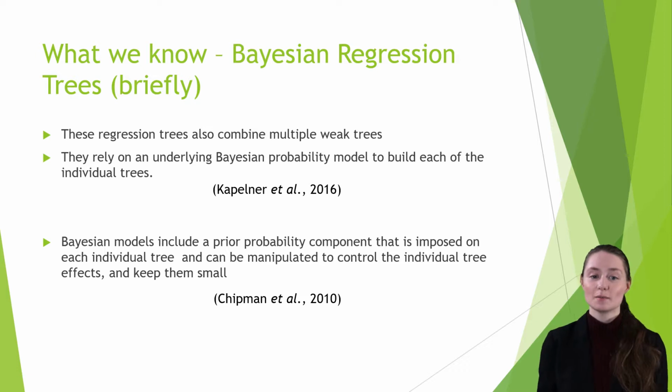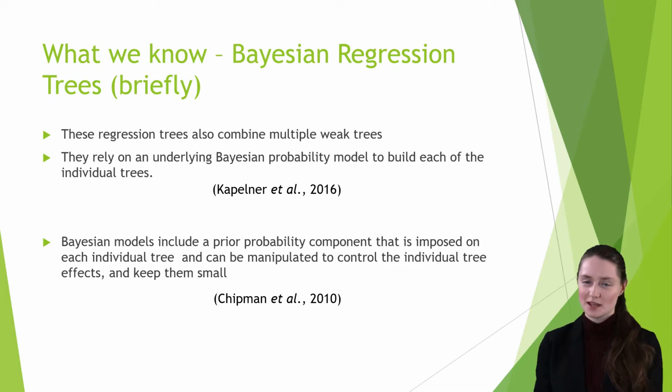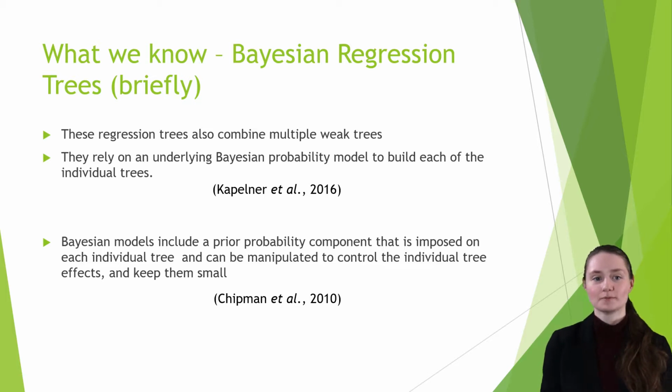Bayesian models include a prior probability component, and this is imposed on each individual tree, and it's manipulated to control the individual tree effects and keep them small, because, again, we want the individual tree effects, or learning rate, to be fairly small.